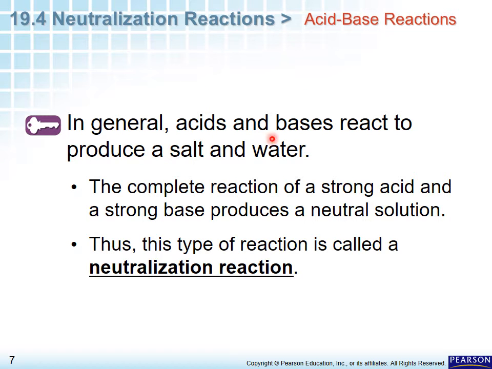So in general, acid and base react to produce salt and water. The complete reaction of a strong acid and a strong base produces a neutral solution. Thus, this type of reaction is called a neutralization reaction. So what is a neutralization reaction? When acid reacts with base to produce salt and water.